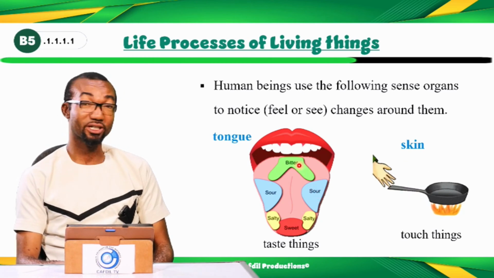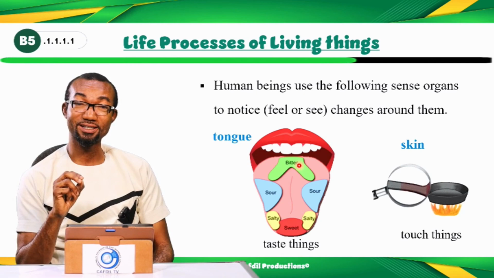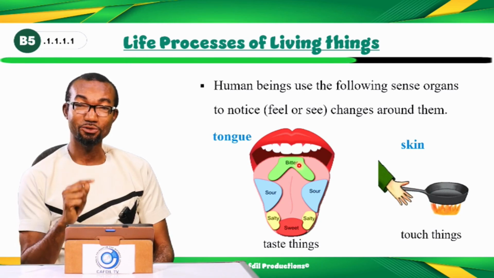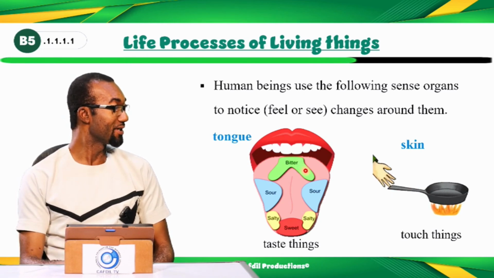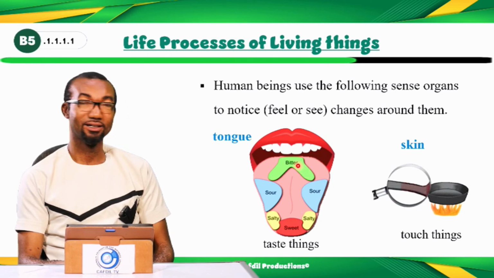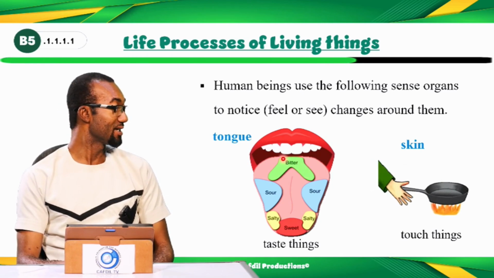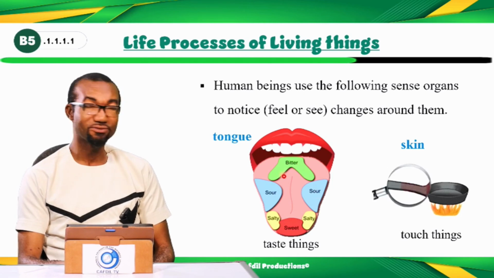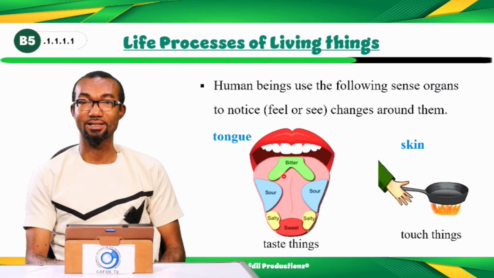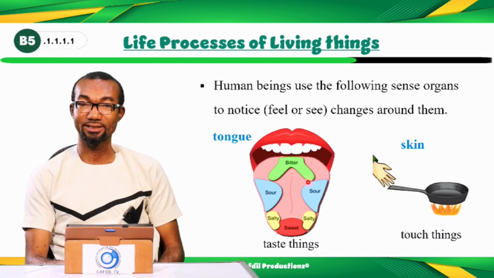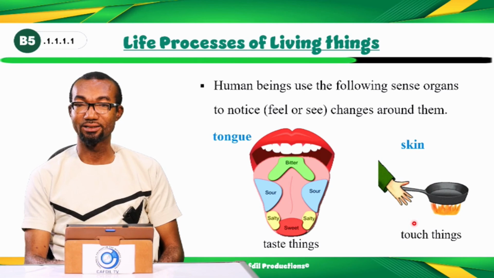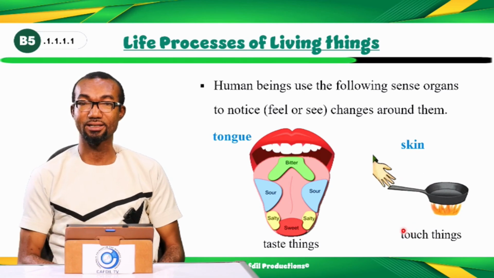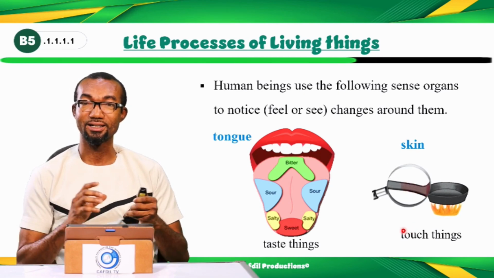And then when it is bitter, when you are taking a medicine that is bitter, getting to your throat you feel how bitter the medicine is. So these aspects of the tongue help us to taste different kinds of things as a sense organ. So we use the tongue to taste things. And then we also use the skin to feel or touch things. So these are the sense organs.